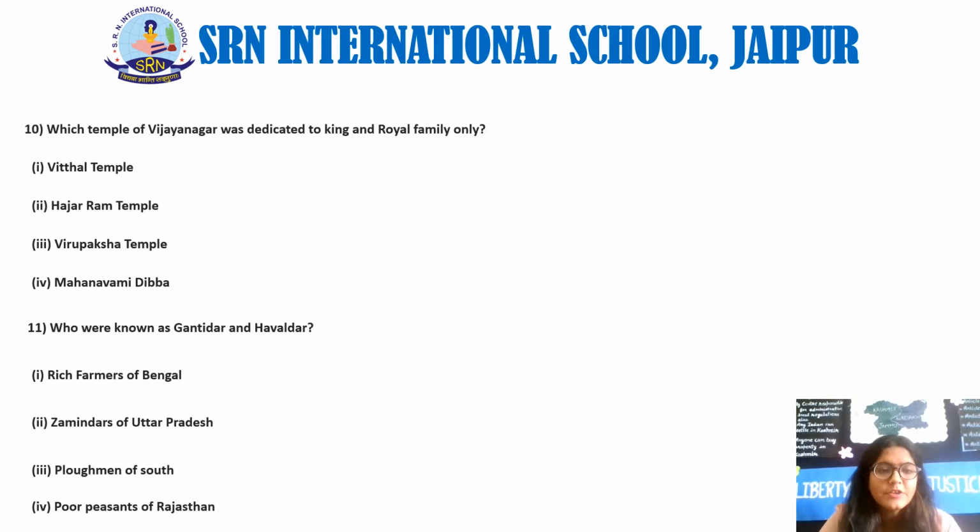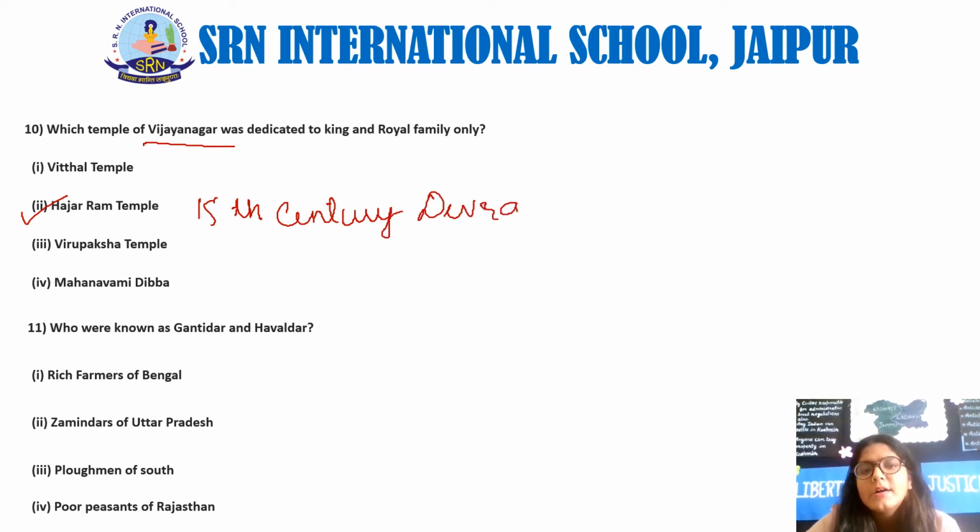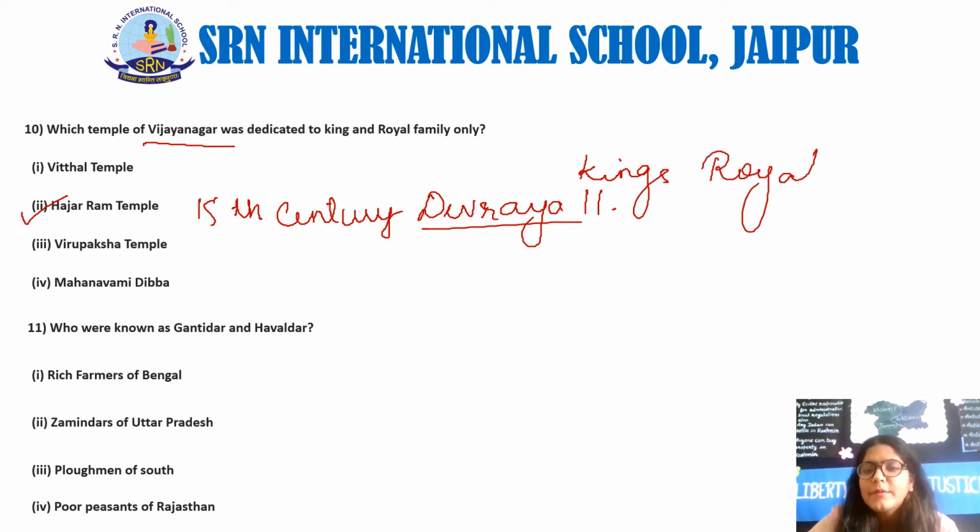Now let us see which temple was dedicated to the king and royal family only in the Vijayanagar Empire. Now the answer to this question is Hazara Rama temple. It was built in the 15th century by Dev Raya II. It was solely built by Dev Raya, and it was built to dedicate this temple totally for the usage of kings and people of the royal family.